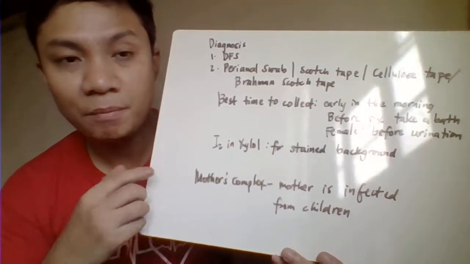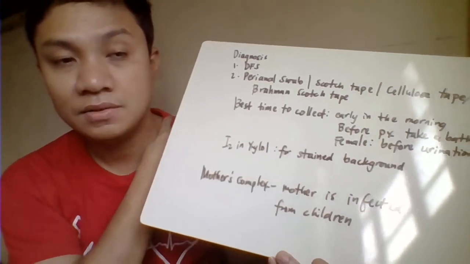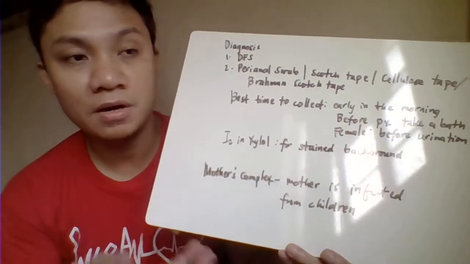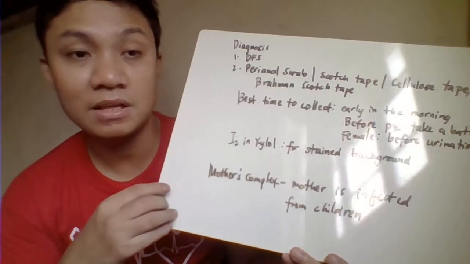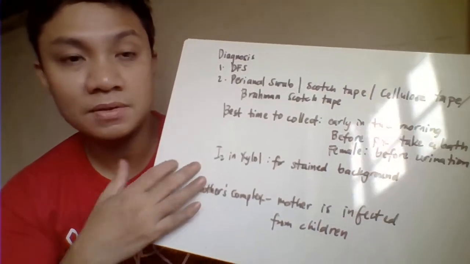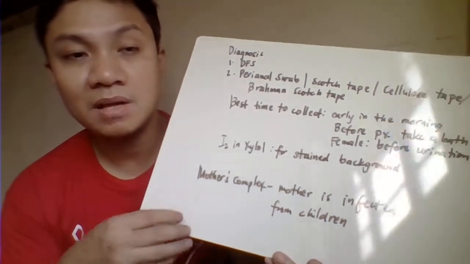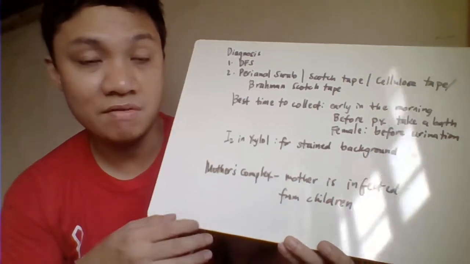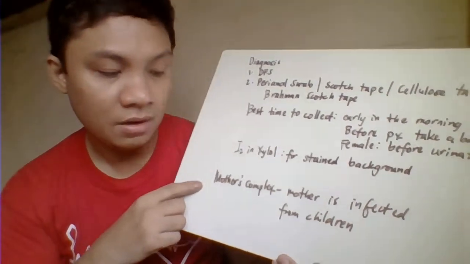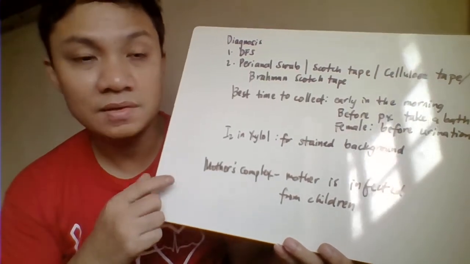Okay, you could also modify your scotch tape. You could add iodine with a xylol solution in order to have better staining for you to identify it. Because if you do not put a stain on it, the ova appear to be colorless, just like the scotch tape, and sometimes it would be very difficult for you to identify the ova. Okay, so we consider Enterobius vermicularis infection as a mother's complex.